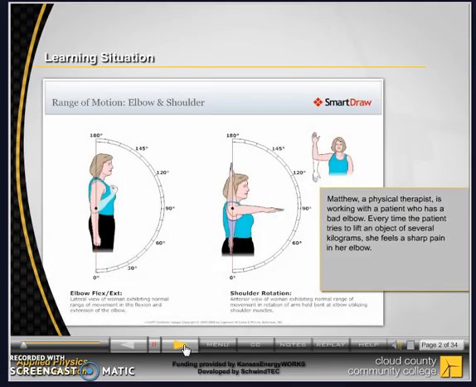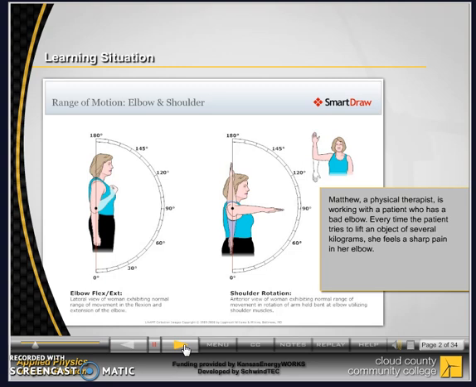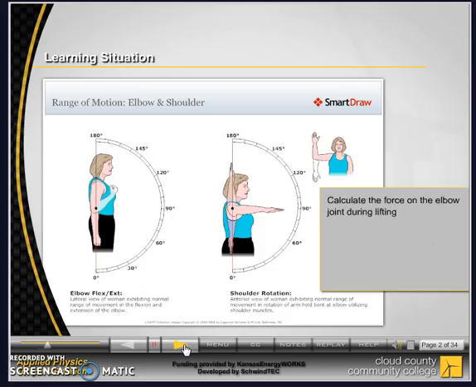Matthew, a physical therapist, is working with a patient who has a bad elbow. Every time the patient tries to lift an object of several kilograms, she feels a sharp pain in her elbow. Matthew decides to calculate the force on the elbow joint during lifting. He needs to do this at 3 different positions: when the angle of the elbow is greater than 90 degrees, when the angle of the elbow is at 90 degrees, and when the angle of the elbow is less than 90 degrees. How can this be done?